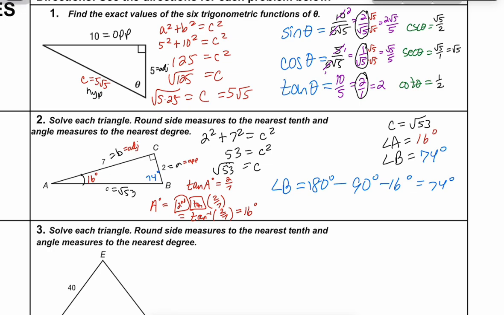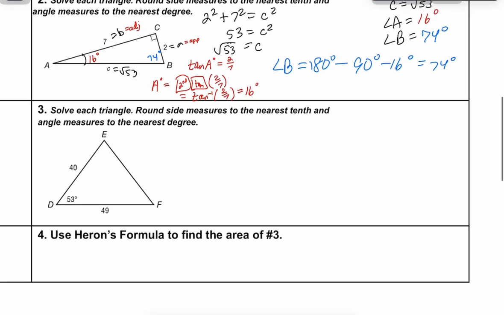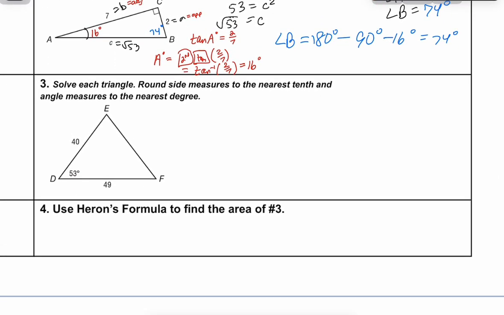Okay. Everybody okay with solving a right triangle? Okay. So that is solving a right triangle. So you can use Pythagorean, SOHCAHTOA, and the 180 rule for right triangles. Now that moves us to question number 3, which is a non-right triangle. Okay, so let's take a look now at question number 3.